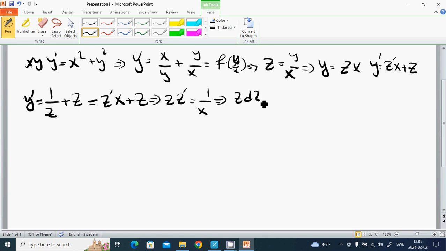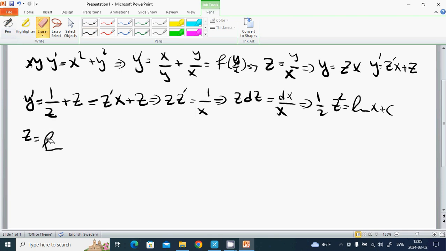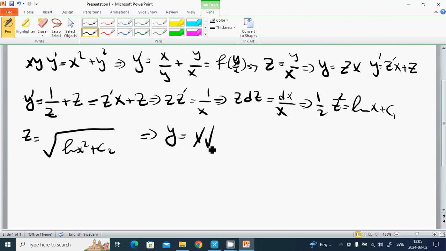It is z dz equals dx over x, then one half z squared equals ln x plus c. Then z equals the square root of ln x squared plus c1 plus c2, and z was y divided by x, then y equals x times the square root of ln x squared plus c2, or something like that.